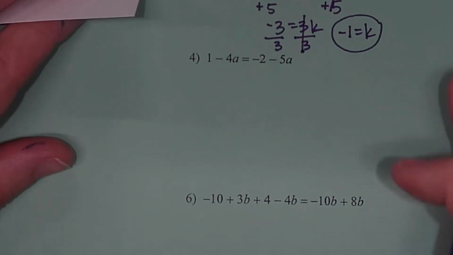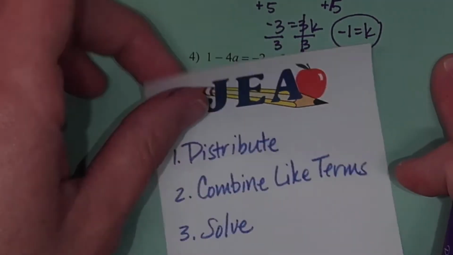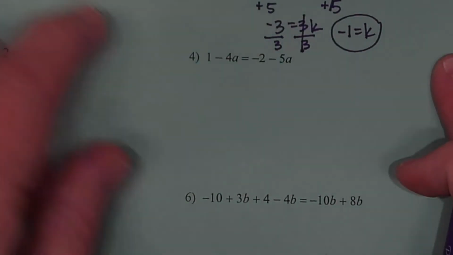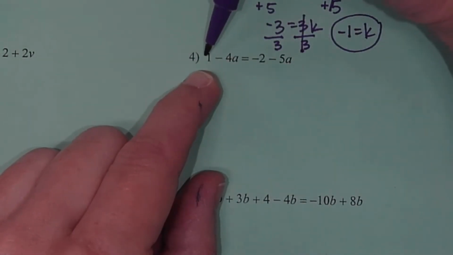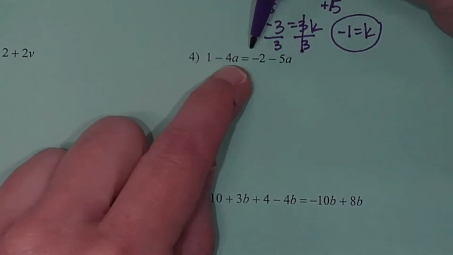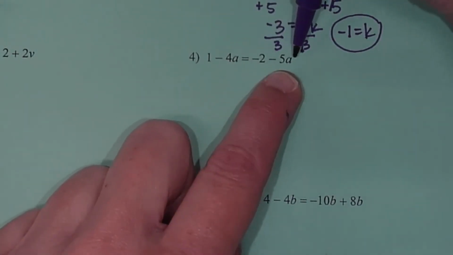Okay, so same steps. We would distribute first, but there's no distribution to be done. So instead, let's look for combining like terms. On the left-hand side, we have a constant and a variable. Nothing to combine there because they're different. On the right-hand side, we have a constant and a variable.